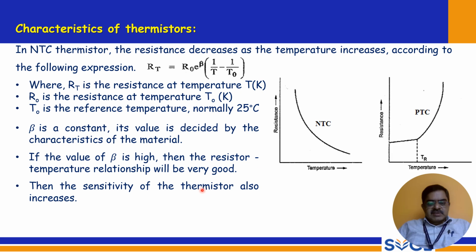So this is NTC and PTC. Here, when resistance increases, the temperature decreases. And here, when the temperature increases, the resistance also increases. So that is NTC and PTC. This is the reference temperature.